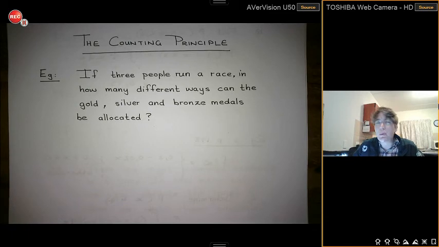So why would we call it the counting principle if we're going to be using lots and lots of multiplication? Well, basically, what we're doing here is we are trying to count the number of different ways in which something can happen, because that is the very definition of probability. So the whole idea here is the following.